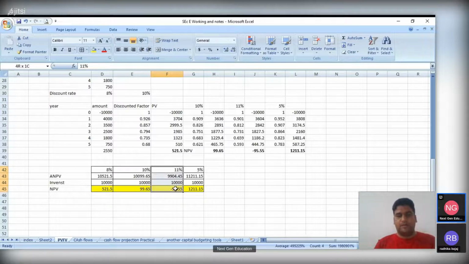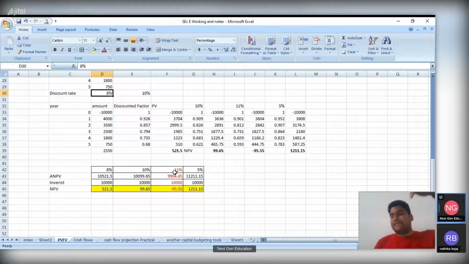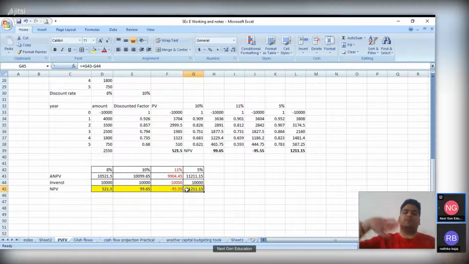Understand? But once your discount rate is decreased from 8 to 5, your NPV is increased from 521 to 12. So जितना ज़्यादा डिस्काउंट रेट कम होगा, NPV उतना ही बढ़ेगा.